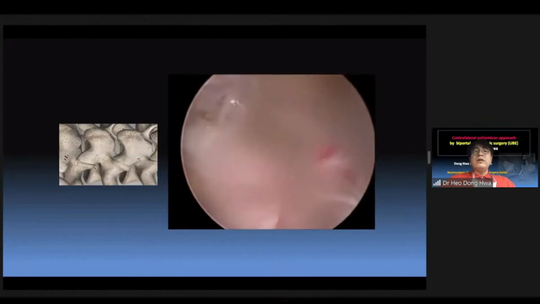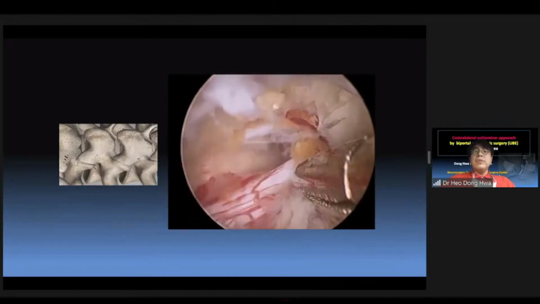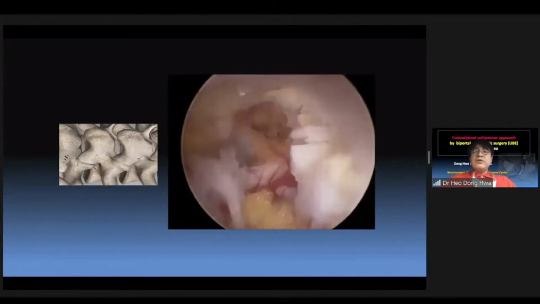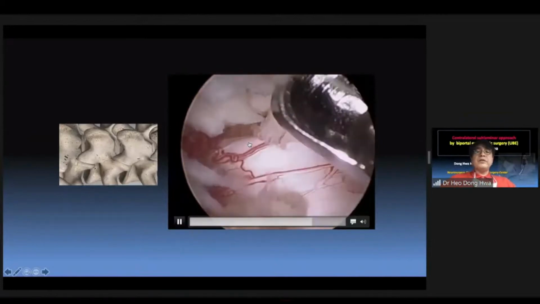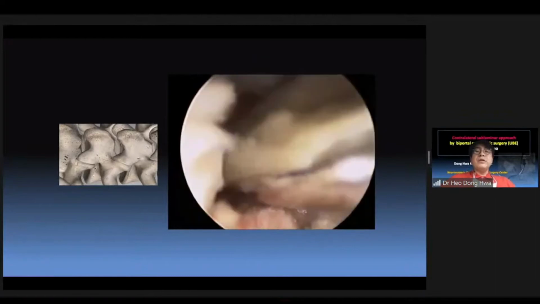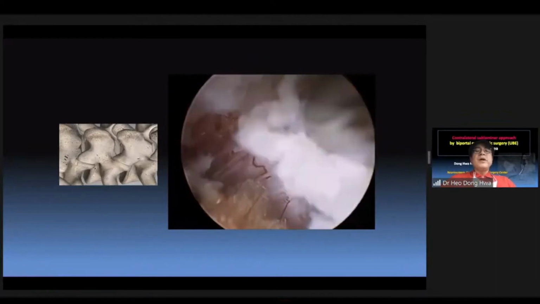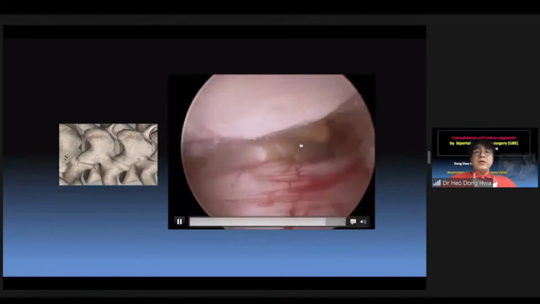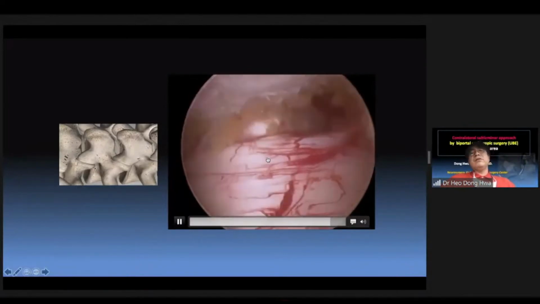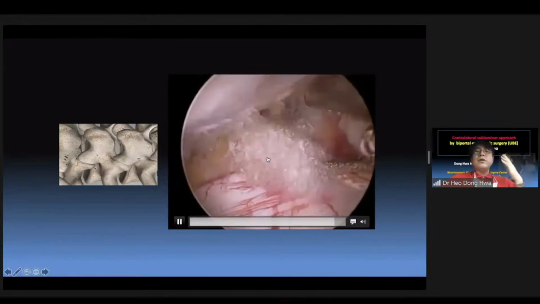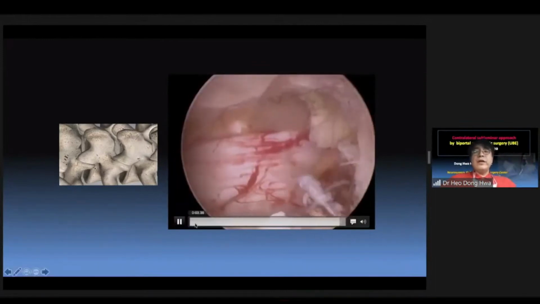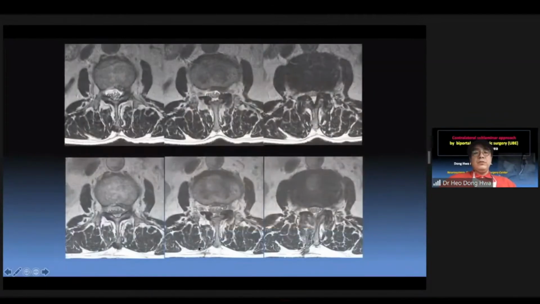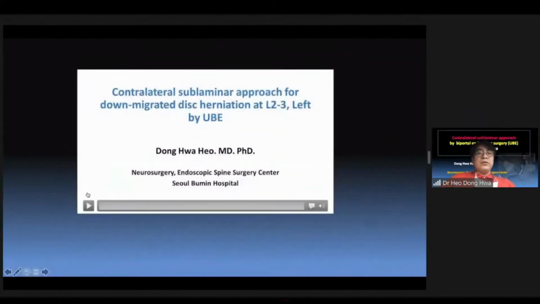Now I remove the foraminal disc herniation first, and the exiting root was completely decompressed here. And also, this patient has central stenosis. So I did the decompression of the exiting root as well as the traversing root, like here. The final view: I did two-root decompression using the contralateral approach, the L2 root as well as the L3 root. So after surgery, you can see the complete removal of the foraminal disc herniation as well as the resolution of the central stenosis. So I showed another case.